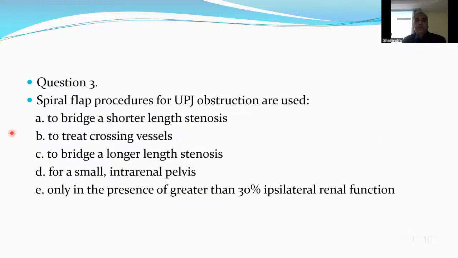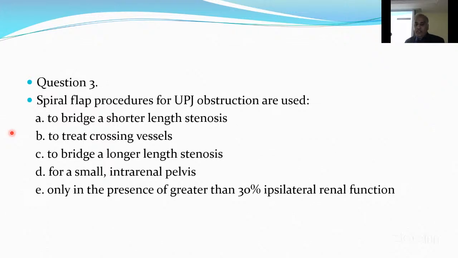Spiral flap procedures for UPJ obstruction are used to bridge a short-length stenosis, to treat crossing vessels, to bridge a long-length stenosis, for a small intrarenal pelvis, only in the presence of greater than 30% ipsilateral renal function. Long length. So usually the spiral flap gives a long flap where you can take care of the whole long upper ureteric stricture. Treating crossing vessels, we all know we have to do a dismembered pyeloplasty and transpose the vessels posteriorly.